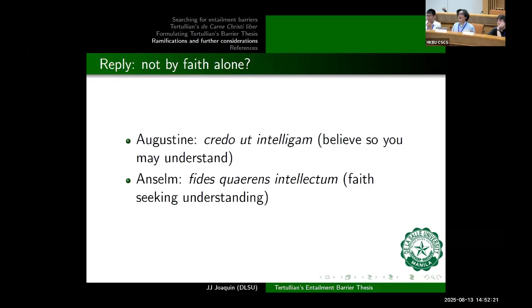Or perhaps we could think of it in terms of Augustine and Anselm and say, well, it's the idea that in order to make rational arguments for your beliefs, Christian beliefs or religious beliefs, you need to believe those things first.